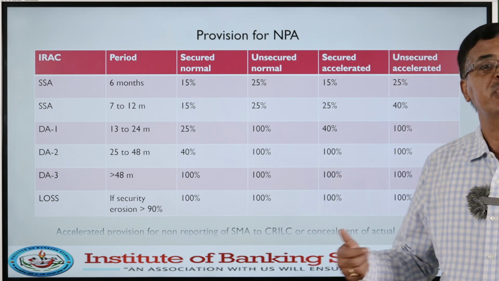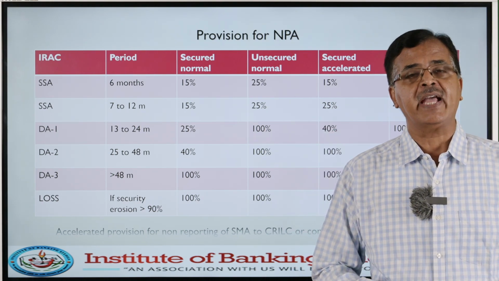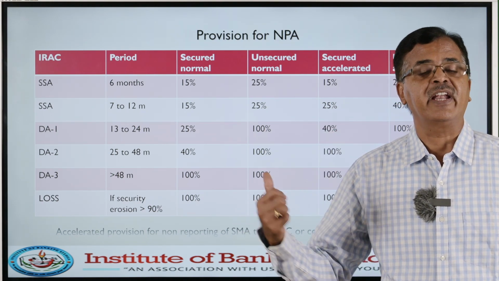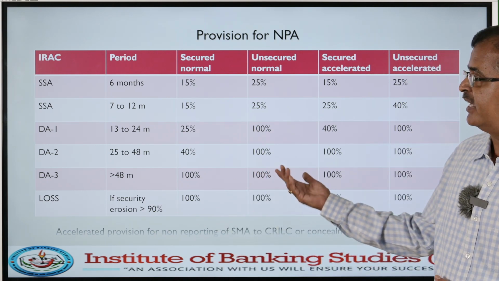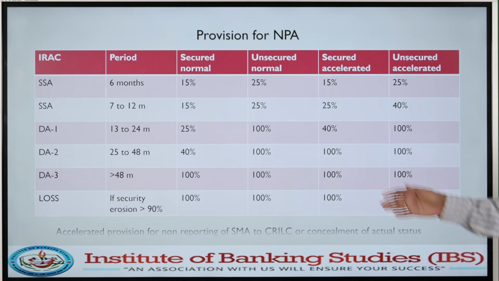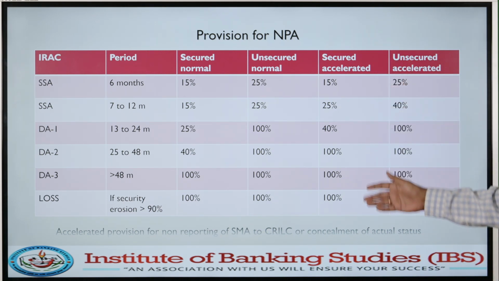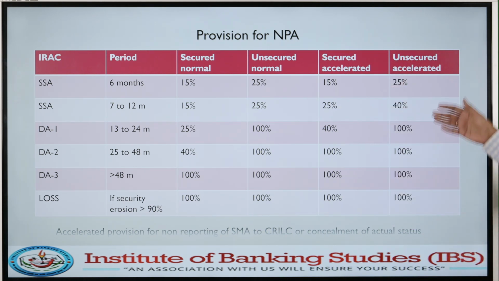If any bank fails to report that, then for that particular account, accelerated provision is required as per this table. This table will show you the percentage of accelerated provision. Accelerated provision is given on the right extreme of the columns. Secured portion accelerated rate is like this. Unsecured portion accelerated rate is like this.